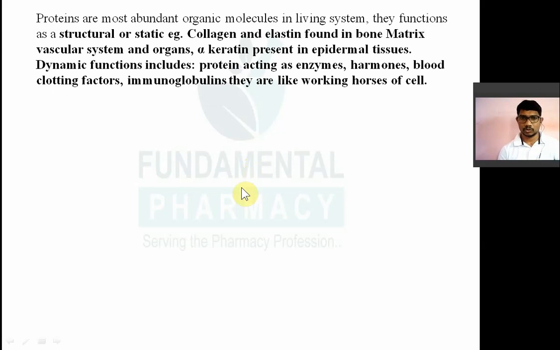For example, there are different kinds of protein which are involved in the structure formation of different organs, like collagen, then elastin. Elastin is mostly found in the bone, and collagen is also found in the bone matrix. Whatever the bone matrix is, that building block is made up of protein. Then there is also the vascular system, where there is elastin, collagen, etc. Alpha keratin is the protein present in epidermal tissues like your nails, hair, etc. So that is also a structural protein.